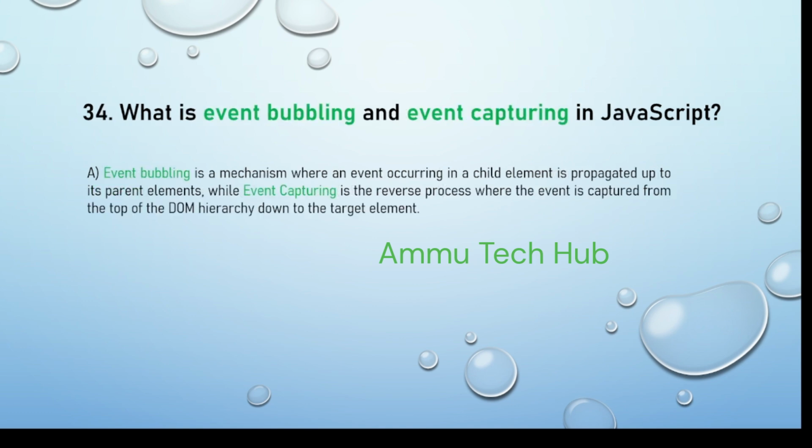What is event bubbling and event capturing in JavaScript? Event bubbling is a mechanism where an event occurring in a child element is propagated up to its parent elements, while event capturing is the reverse process where the event is captured from the top of the DOM hierarchy down to the target element.